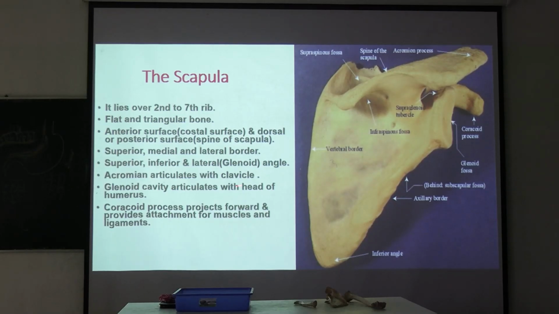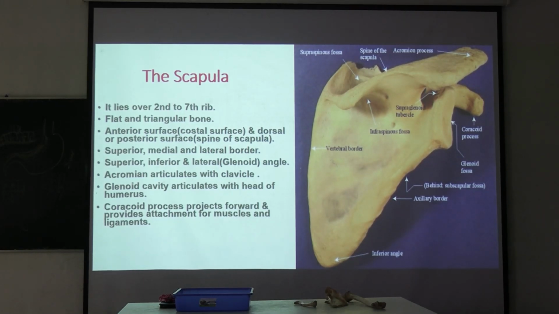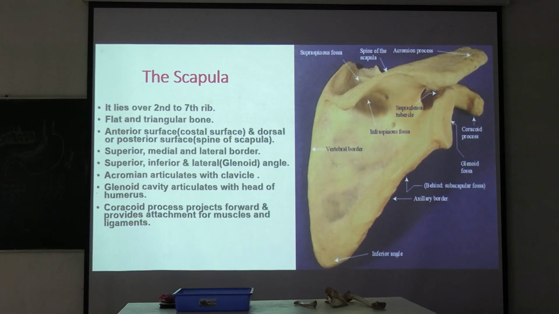And the acromion articulates with the clavicle. Here it articulates with the acromial end of the clavicle to form the acromioclavicular joint, a plane type of synovial joint. Next is the glenoid cavity. This one is the glenoid cavity. It articulates with the head of the humerus. And the coracoid process projects forward and provides attachment for muscles and ligaments.